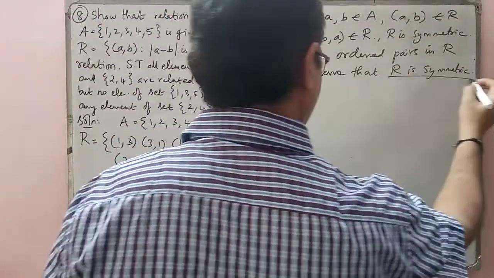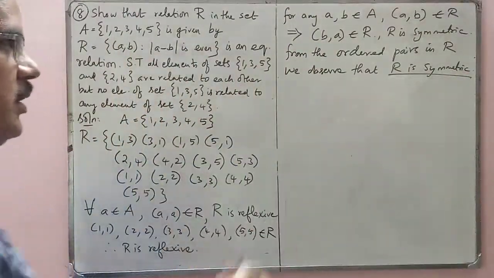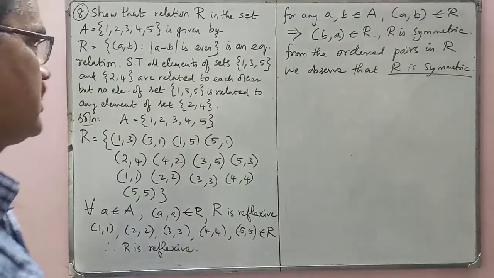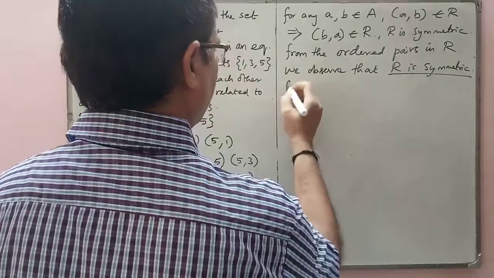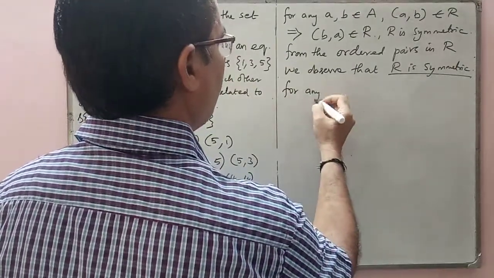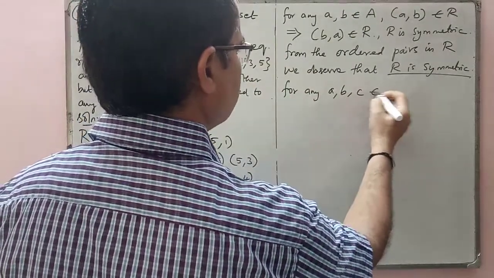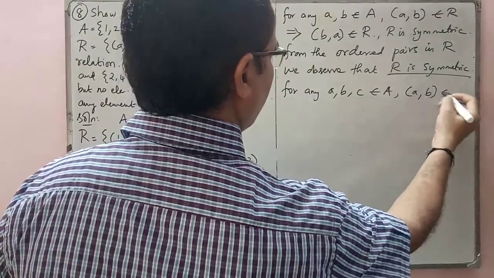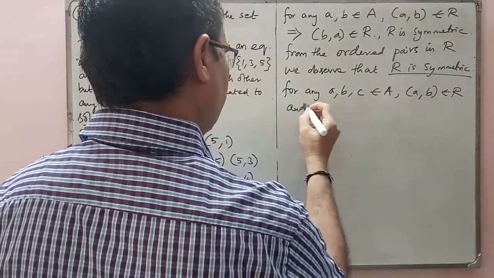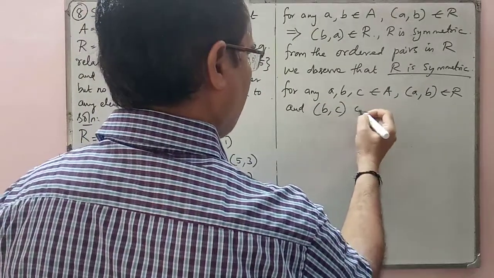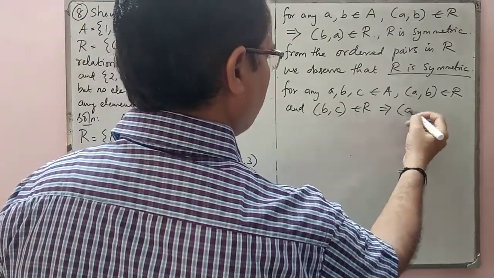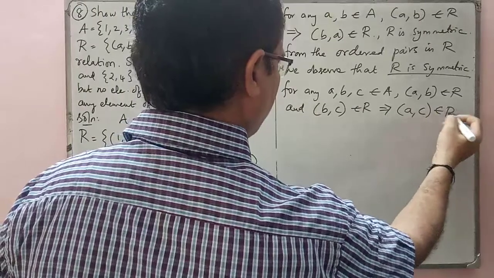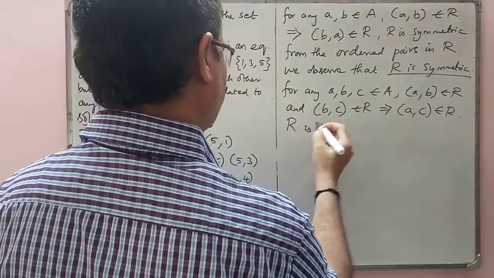That's all. You need not rewrite it again. Next, transitive. You write the transitive rule: (a, b) belongs to R and (b, c) belongs to R, which implies (a, c) belongs to R. Then R is transitive.